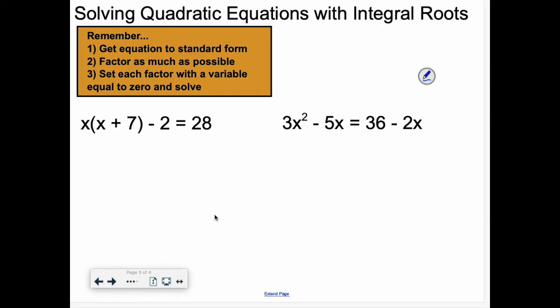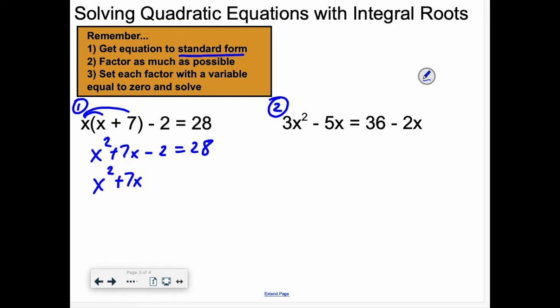Now these clearly look a bit different. We can call this the first one. We can call this the second one. Neither one of these are in standard form. We need to get them to be standard form, which means decreasing exponent order and equal to 0. Well, let's just do it out. This we can distribute. We'll get x squared plus 7x minus 2 equals 28. Then we just need to move the 28 over to the other side. So we'll get x squared plus 7x, subtract the 28 from both sides, we get negative 30 equals 0.